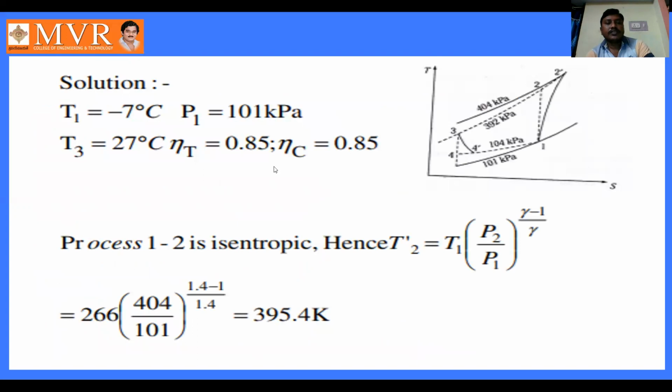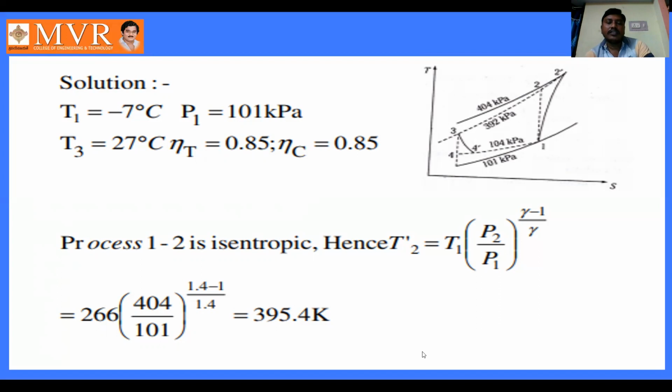See here, we can observe that the 1 to 2 process is the compressor process, the compression process. 1 to 2 dash is the actual process, and 1 to 2 is the ideal process. Similarly, 2 dash to 3 is the actual, and 3 to 4 dash is the ideal, and 3 to 4 is the actual.